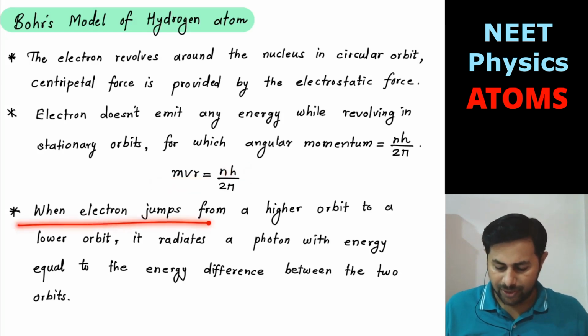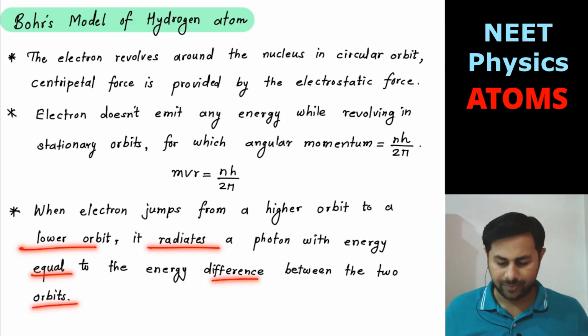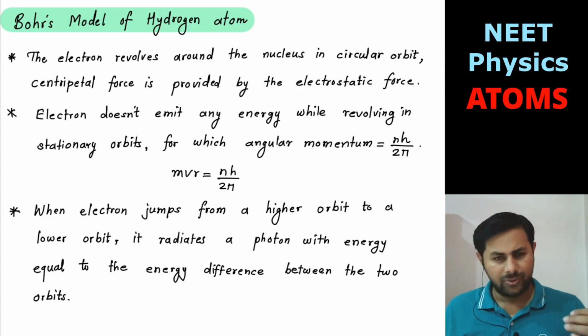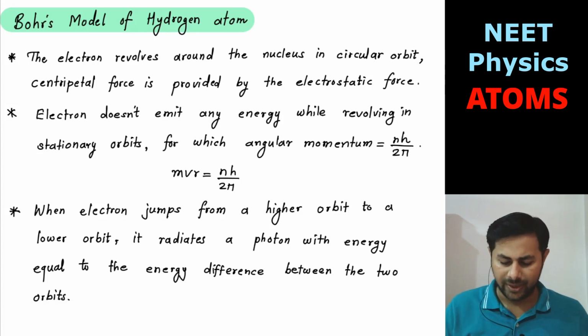And when the electron jumps from a higher orbit to a lower orbit, it radiates a photon with energy equal to the energy difference between the two orbits.